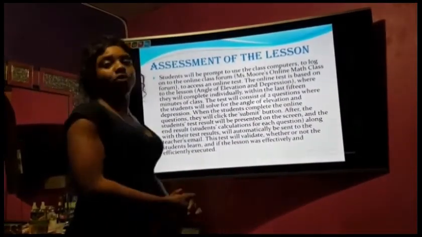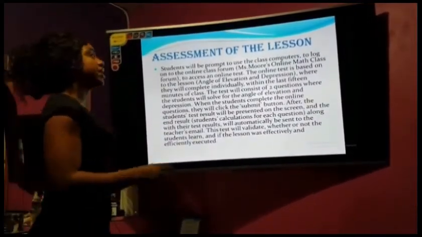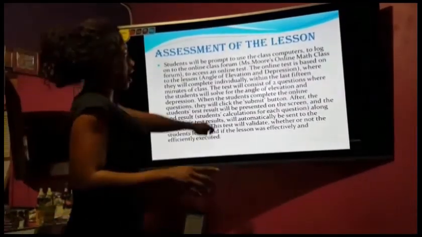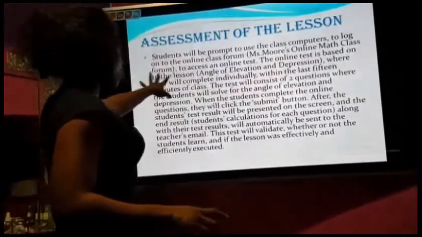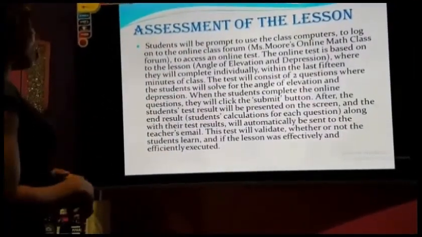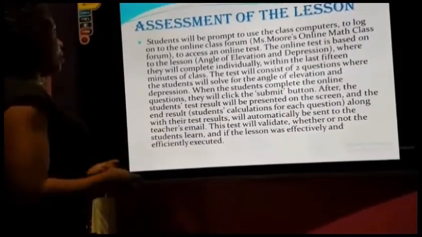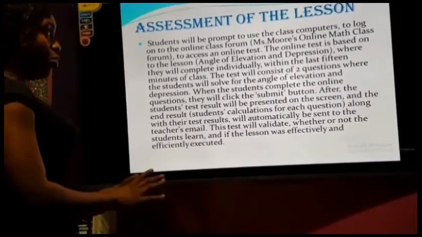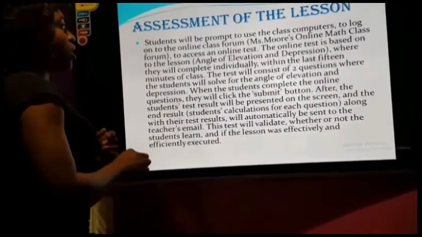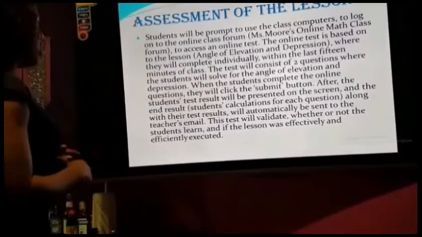Alright, so now we're moving to the assessment part of the lesson. The students will be prompted to use the class computers to log on to the online class forum, Miss Moore's online math class forum, right? To access an online test. The online test is based on the lesson, angle of elevation and depression, where they will complete it individually within the last 15 minutes of class. The test will consist of 2 questions where students will solve for the angle of elevation and depression.